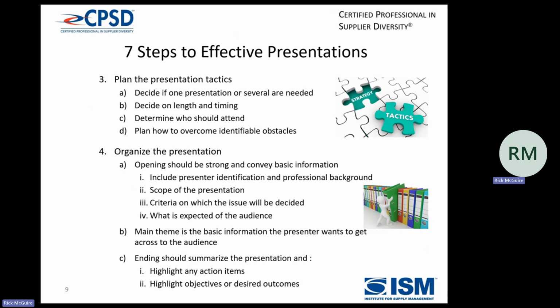The main theme is the basic information that the presenter wants to get across to the audience. The ending should summarize the presentation and highlight any action items, objectives, or desired outcomes.